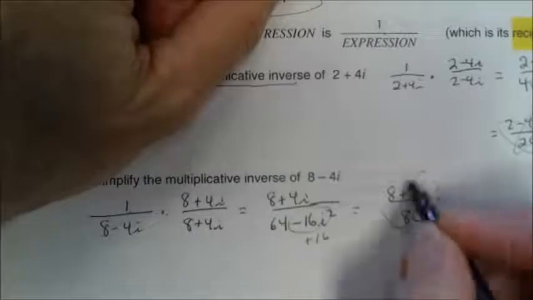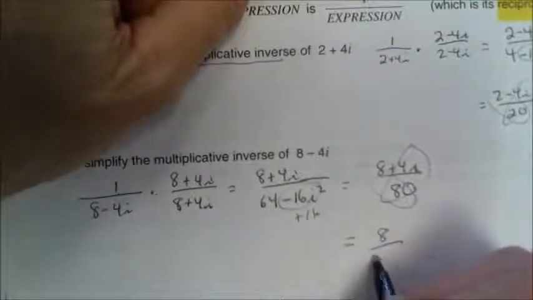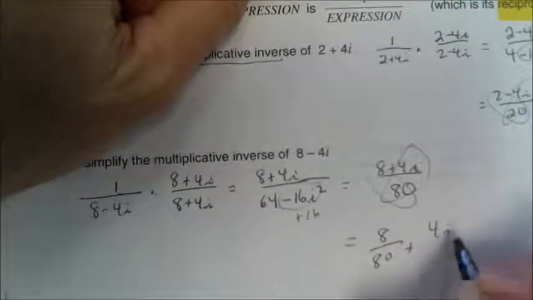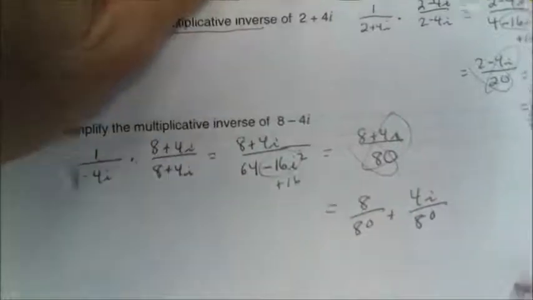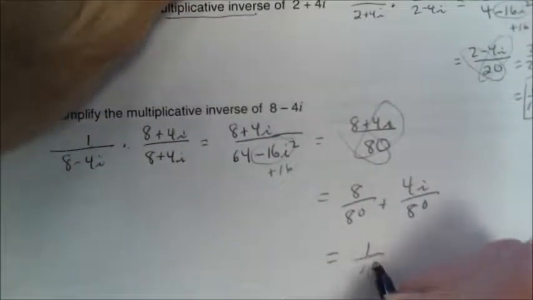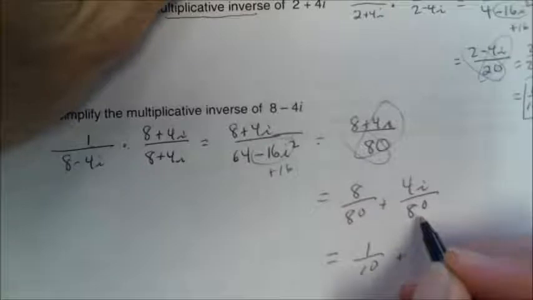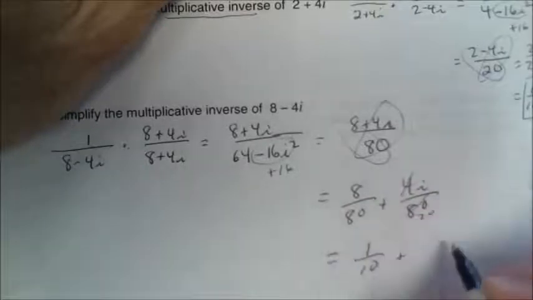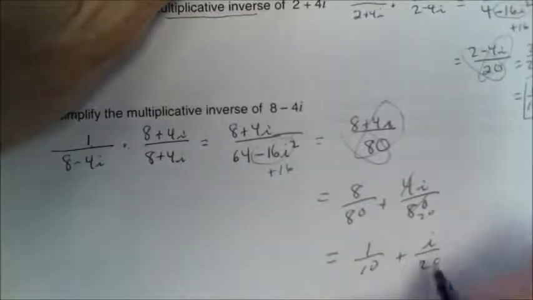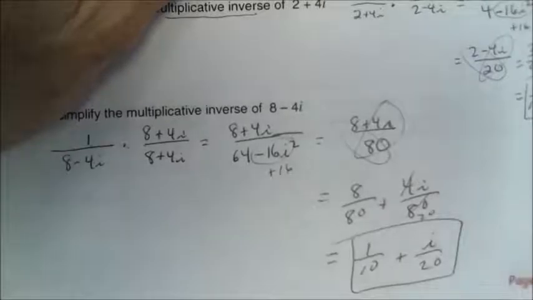So we're going to split this up into two fractions. We have 8 over 80 plus 4i over 80. 8 over 80 reduces down to 1/10. 4 over 80 reduces down to 1 over 20, so you have i over 20. So there's your multiplicative inverse of that.